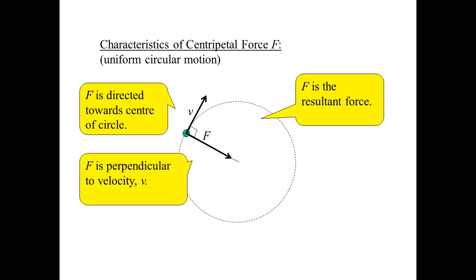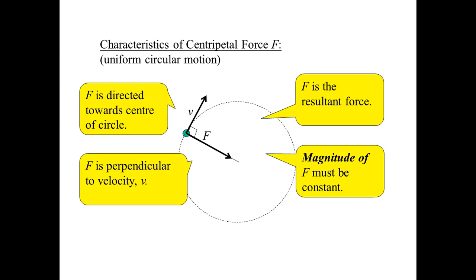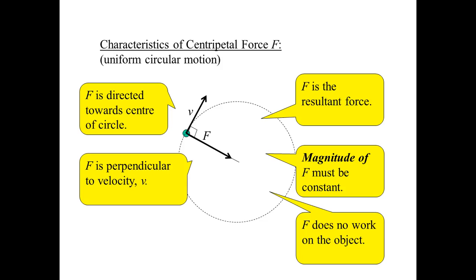The centripetal force is the resultant force. The magnitude of the resultant force must always be constant, because here we are talking about uniform circular motion. The radius is constant, the linear velocity is constant, and the mass is also constant, so the F should be constant. And the work done by the force is zero.